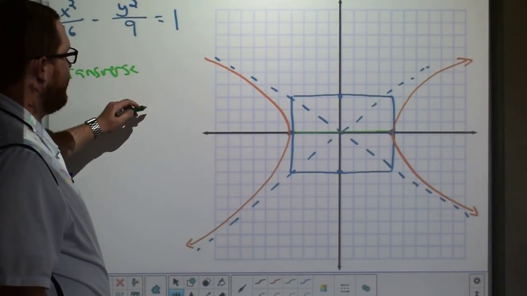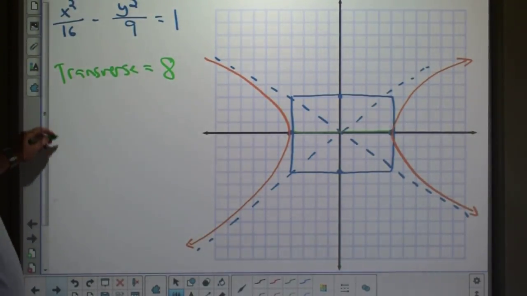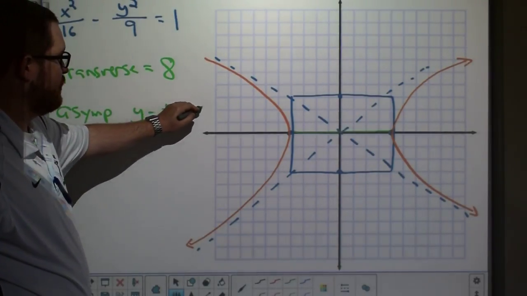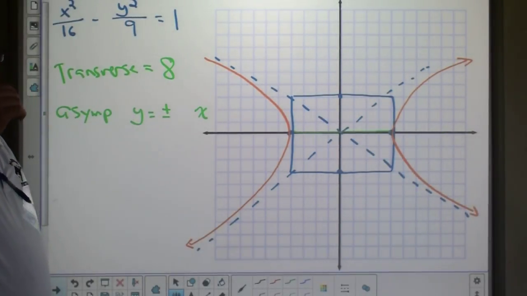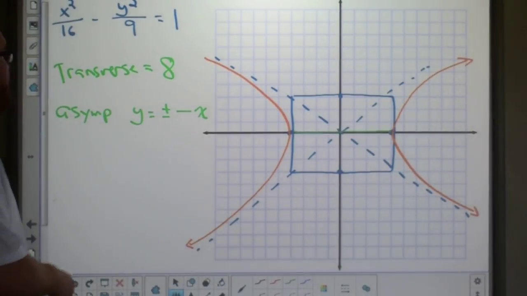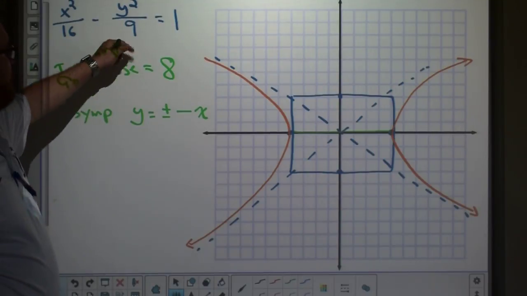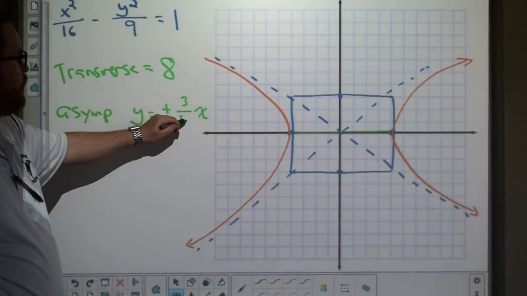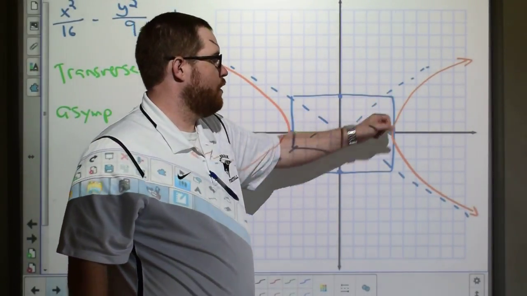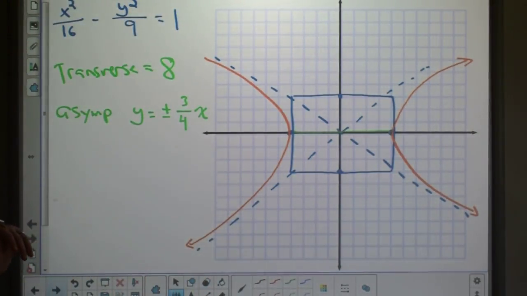Well, I went 4 to the left and 4 to the right, so it's a total of 8 apart. The asymptotes are always y equals plus or minus the letter under the y and the letter under the x. So it's sloped, it's y over x. But it's not 9 over 16, because remember, these numbers are squared in the formula. So it's going to be 3 over 4, which makes sense. I mean, you can look, we went up 3 over 4, up 3 over 4, down 3 over 4, down 3 over 4. So there's your 2 asymptotes.